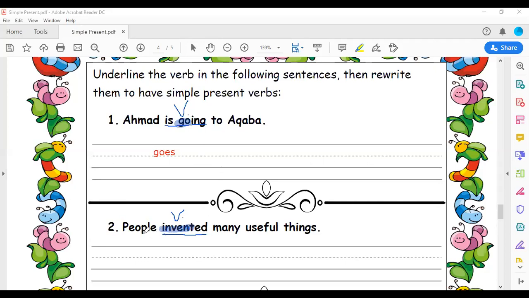Let's look at the subject, people. People, is it singular or plural? Of course, this is plural, okay? So I'm going to keep invent as it is. I'm not going to change it. Okay? So first you look at the main verb, then you look at the subject and you add s according to it. If it is singular, we add s or es to the verb. If it is plural, we don't add anything. Okay? Let's go to number 3.